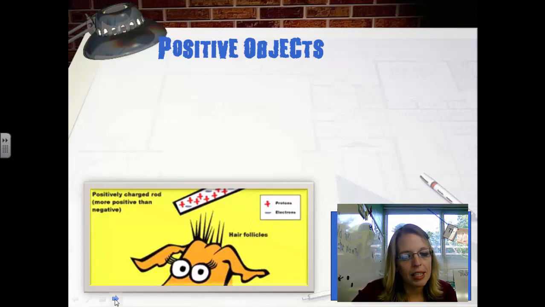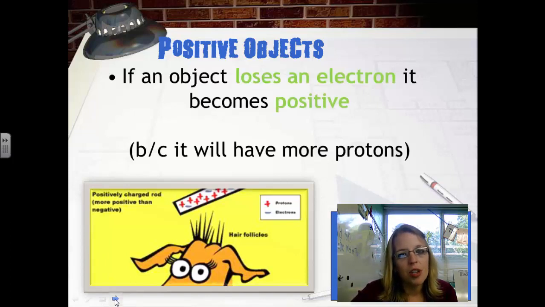So think about this with positive objects. If an object loses an electron, it becomes positive. And usually it's going to lose thousands of electrons at a time. It's positive because it has more protons. So look at this little rod. It's a little piece of plastic. It's kind of like a comb.